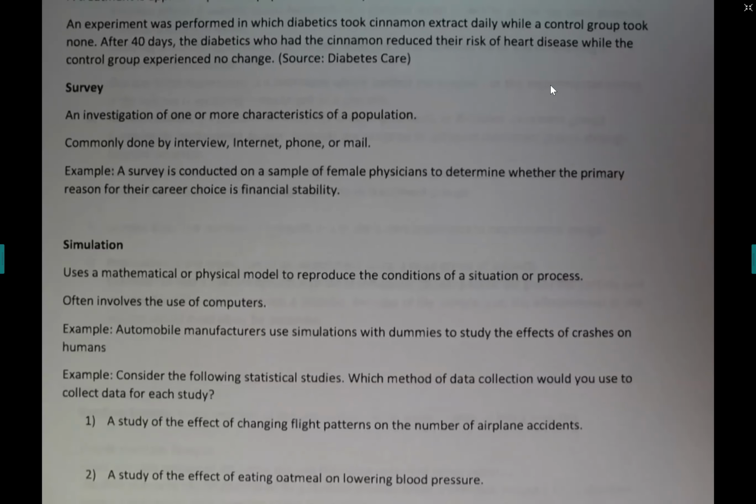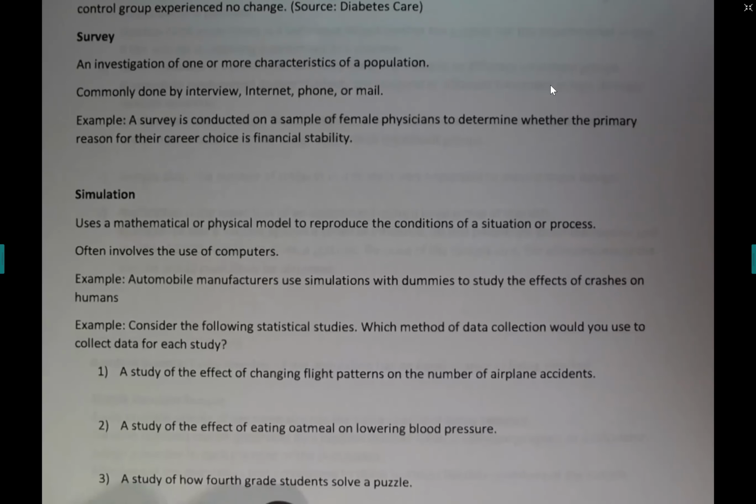The fourth one is simulation. If it is not possible to do the real thing, guys, probably you have to simulate it, use a technology or computer model. So use a mathematical or physical model to reproduce the conditions of a situation or process. It often involves the use of computers.